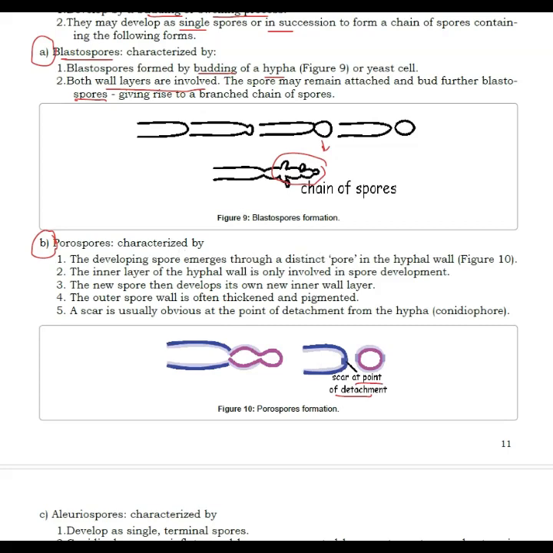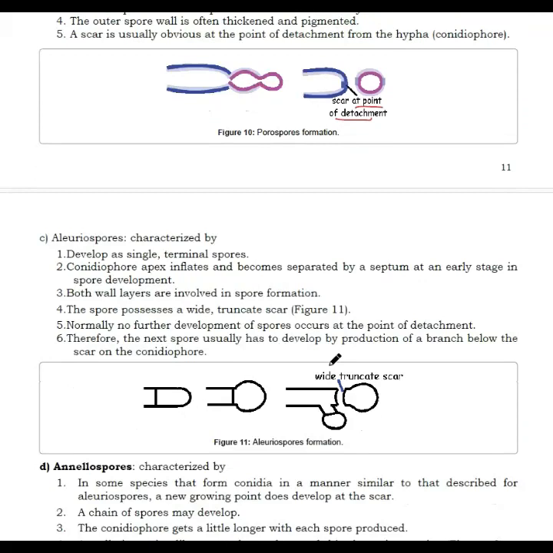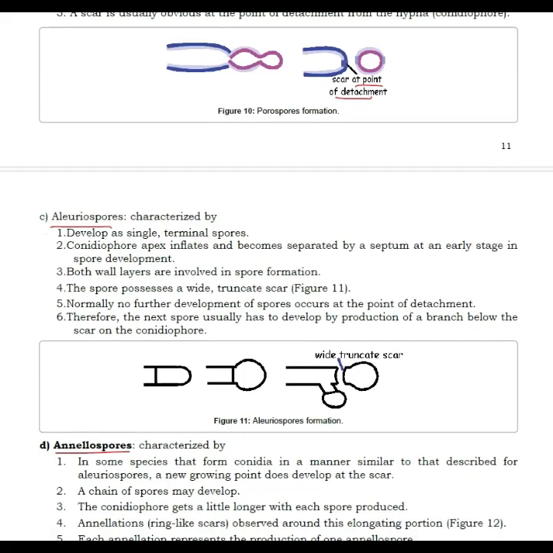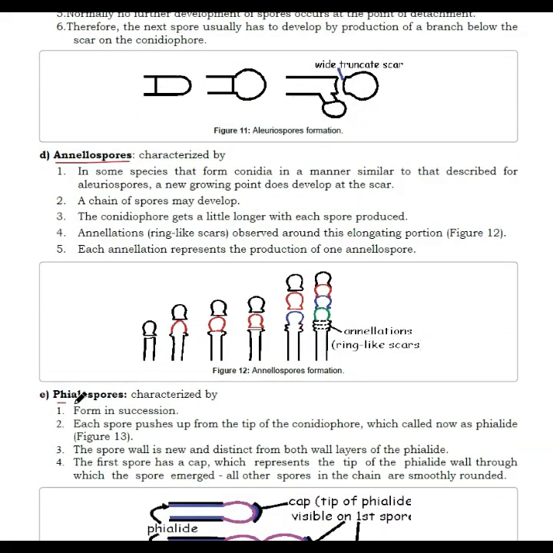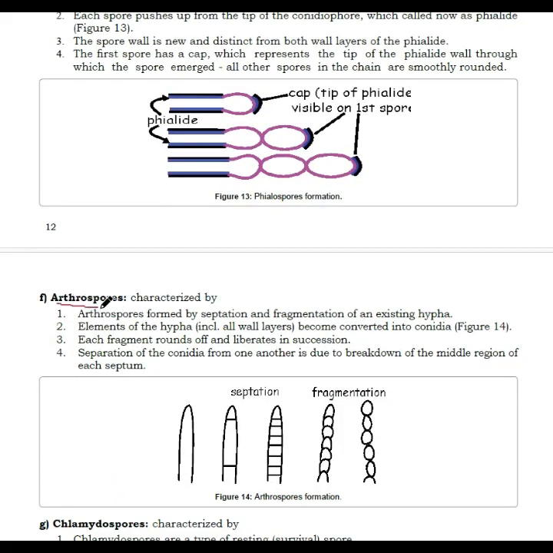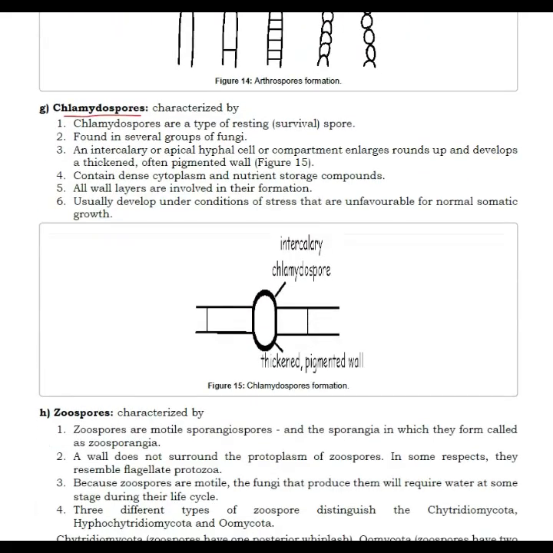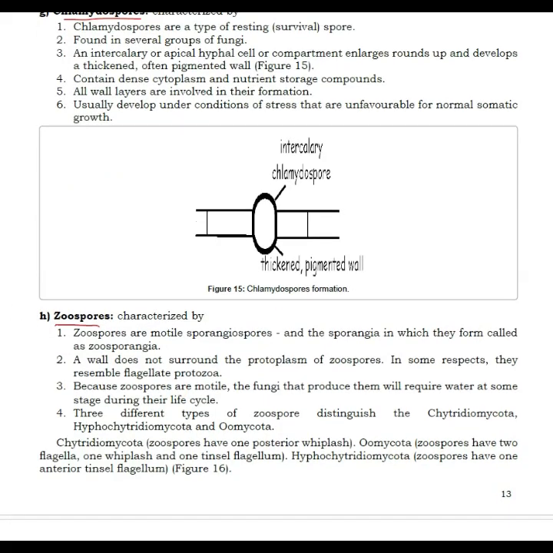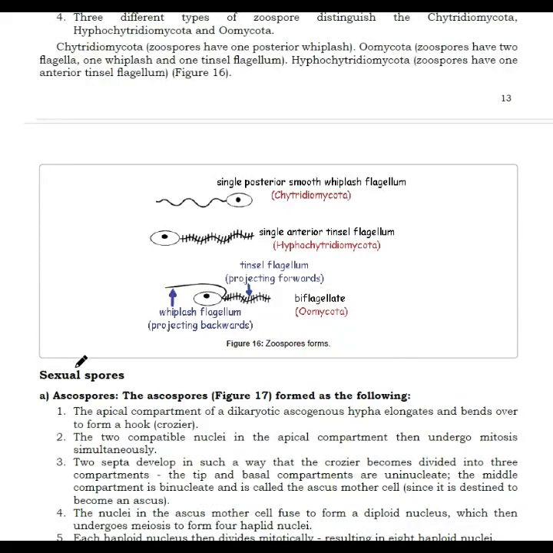Since blastic is the more common type of conidia formation, there are several types of blastic conidia formation. One is blastospore, another is porospore, third is aleuriospores, fourth is annellospores, fifth is phialospores, sixth is arthrospores, seventh is chlamydospores. Next is zoospores. Then come the sexual spores, which we will cover in the next video.